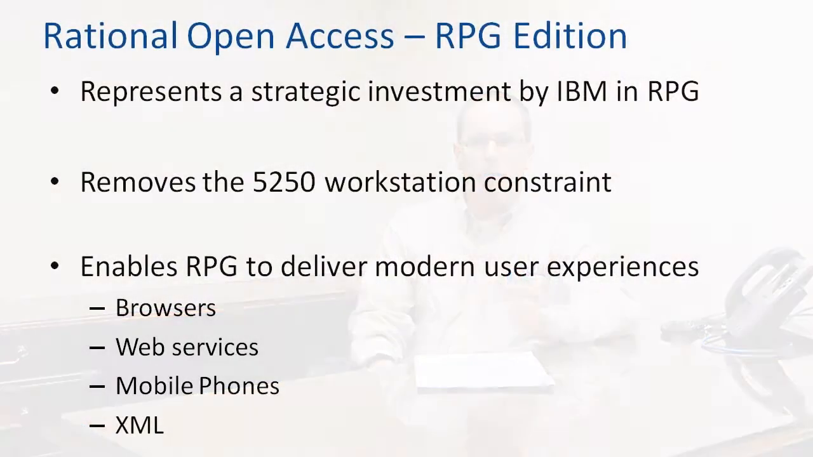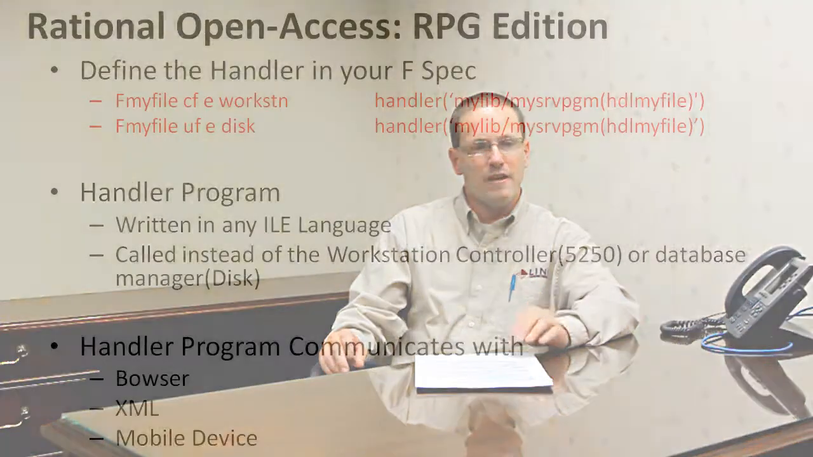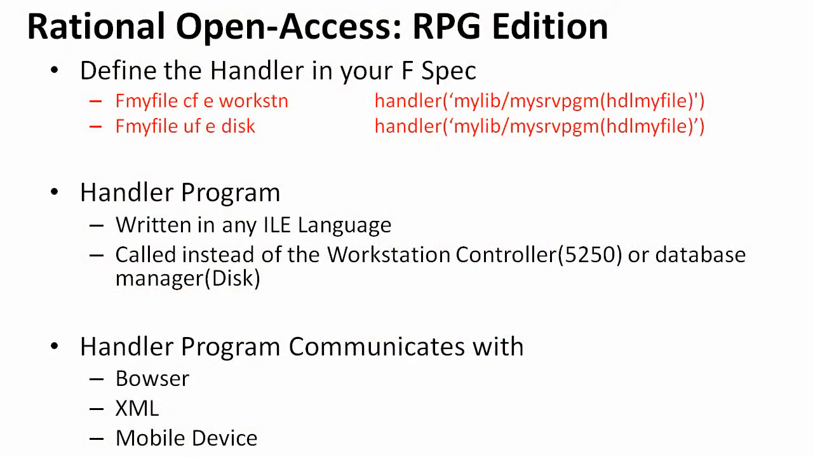The real name is Rational Open Access: RPG Edition, or simply RPG OA. What this new tool does for us is allow us to remove the business logic of our RPG programs from the presentation, or the user experience layer, of the programs. And the way they do this is by allowing you to put an extension on your F-spec called a handler. The keyword is HANDLER. And the handler will call a program of yours that you define in the F-spec.